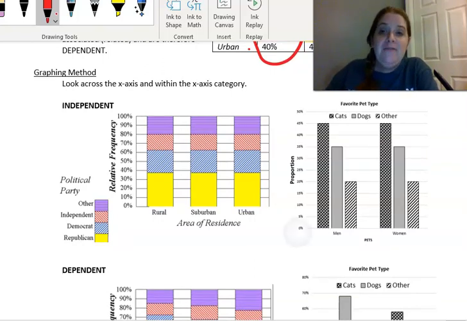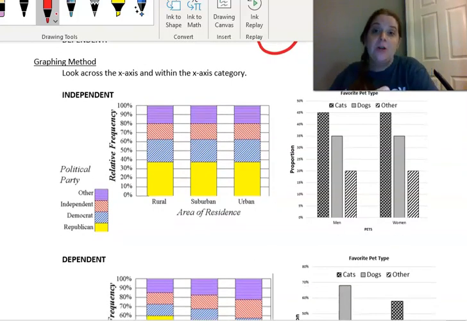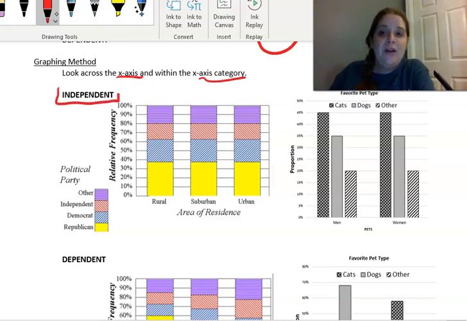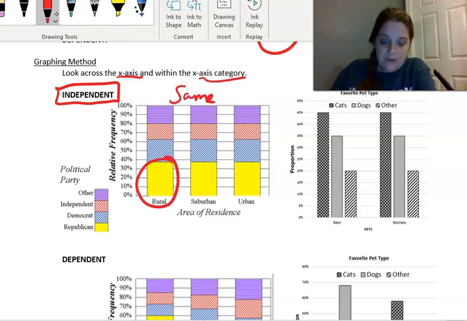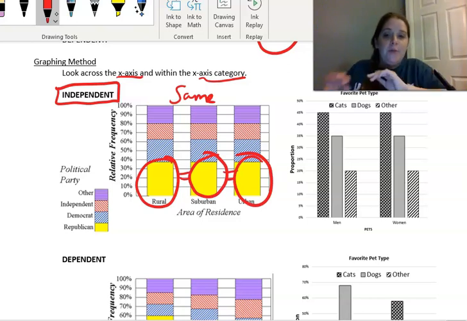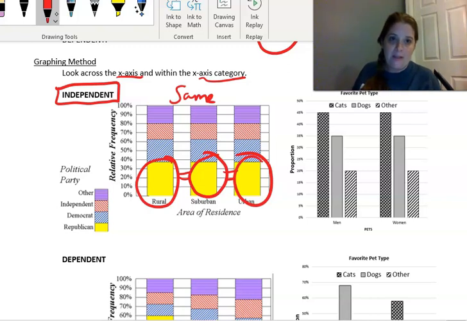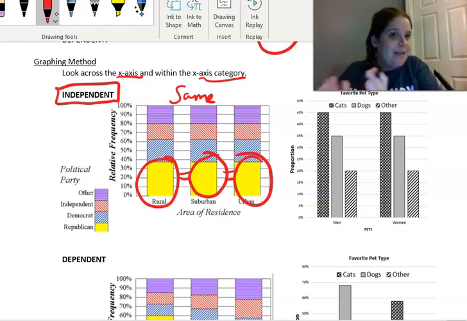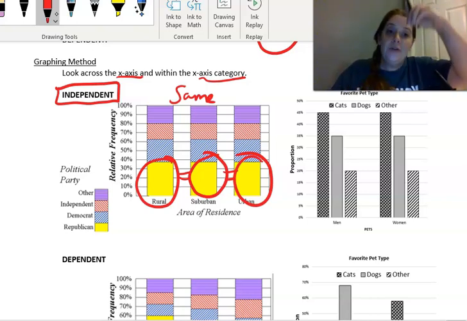Okay, now this is really easy to see with our segmented bar chart, not as much with our comparative bar chart, but if you have a segmented bar chart, then what you can do is look across the x-axis and within that category. So what you're going to see is if the two variables are independent, then your segmented bar charts are all going to look the same. And if you were to look at, say, the percent Republican all the way across, that's going to be equal. And the percent of Democrat all the way across is going to be equal. And the percent of Independent all the way across is going to be equal. It's almost like you have the same segmented bar chart, even though your raw numbers might be different. The proportions are how those are split across.